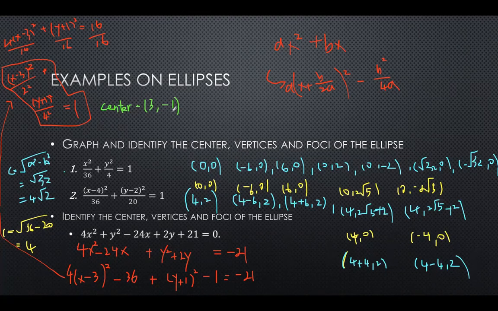And in terms of the foci, you have to find out what the c is. So c here is square root of a squared, which is 4 squared, 16, minus the b squared, which is 2 squared, 4. So it's square root of 12, which is 2 radical 3.